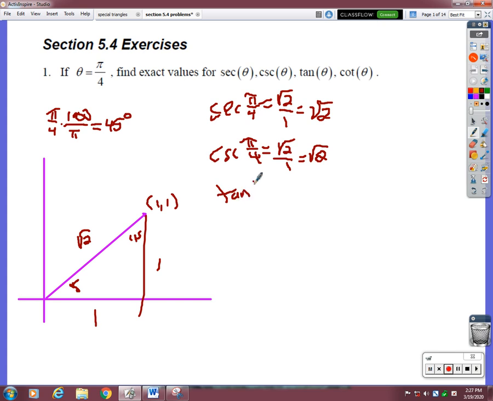Tangent of pi over 4 is y over x, which in this case means 1 over 1, which is 1. And cotangent of pi over 4 is x over y, which is also 1 over 1, which is 1. Okay, that's how that one works out.